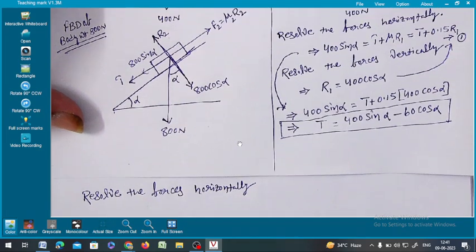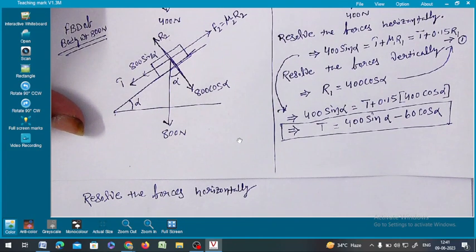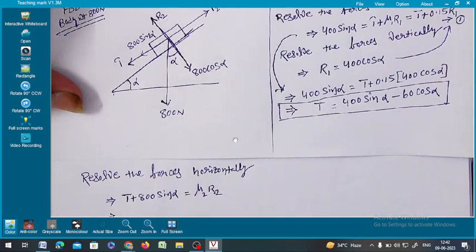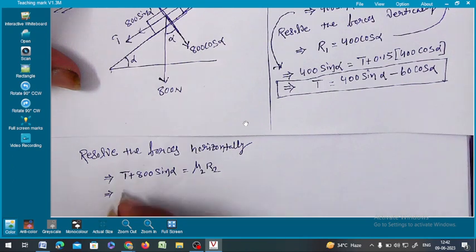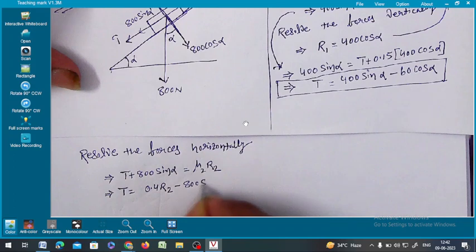So horizontally, how many forces are there? Three. So can you say me the equation? T plus 800 sin alpha is equal to mu2 R2. So T is equal to, what is mu 2? 0.4. T equals 0.4 R2 minus 800 sin alpha.